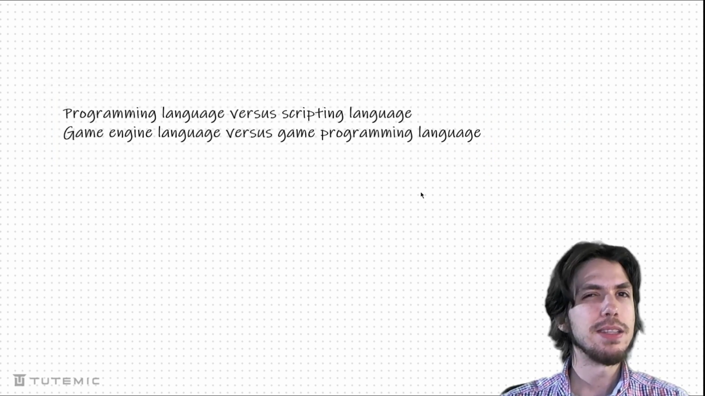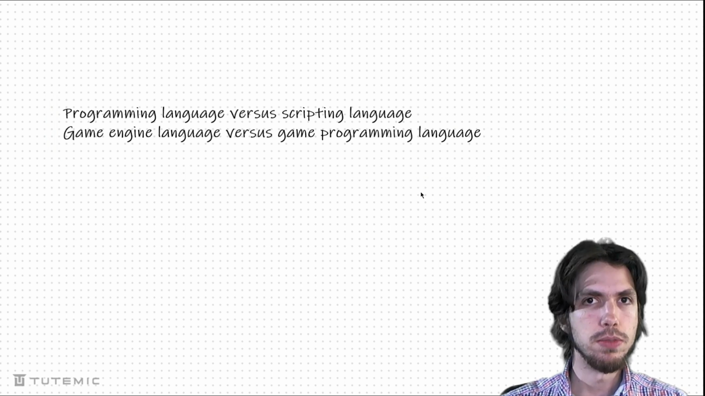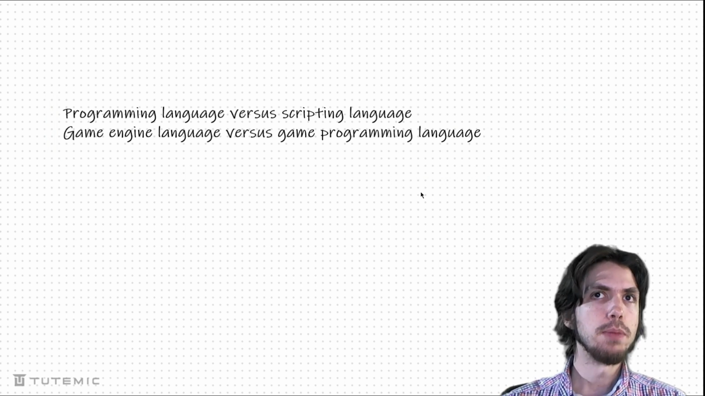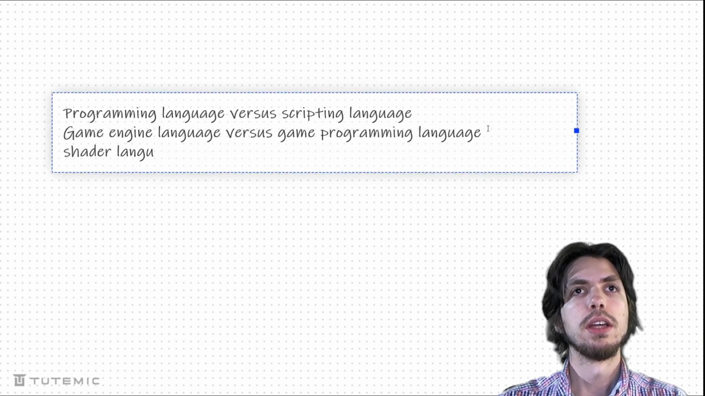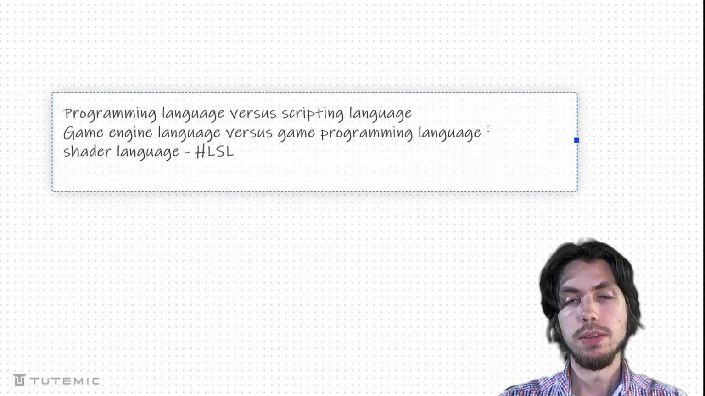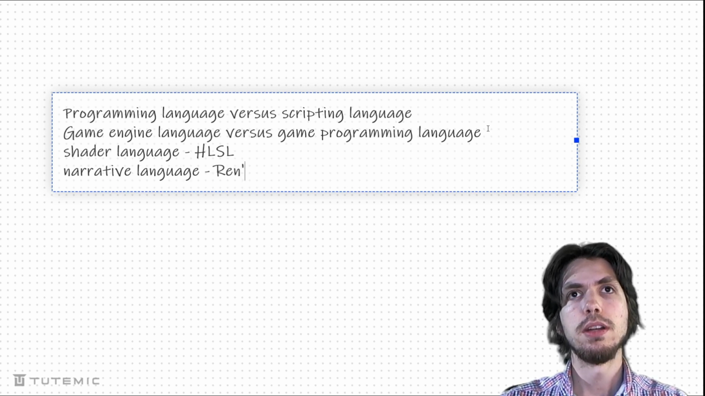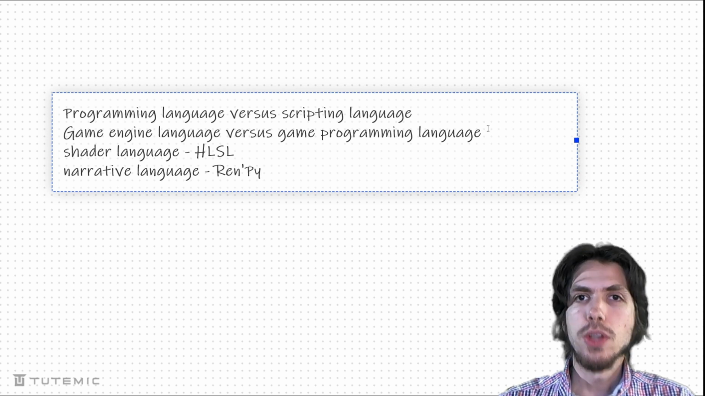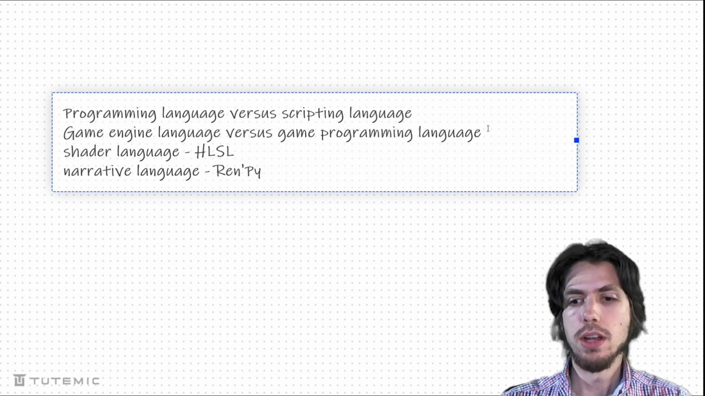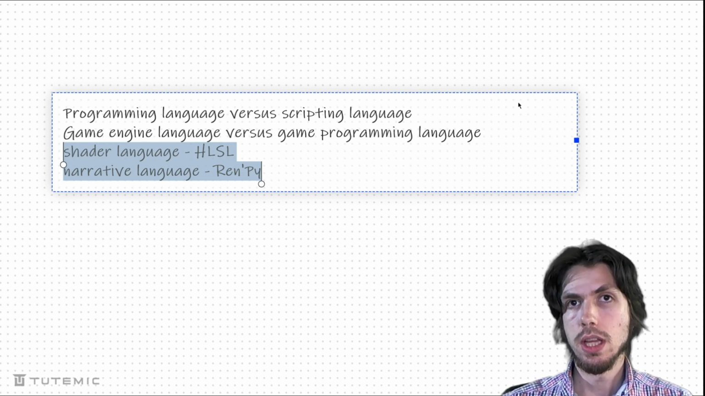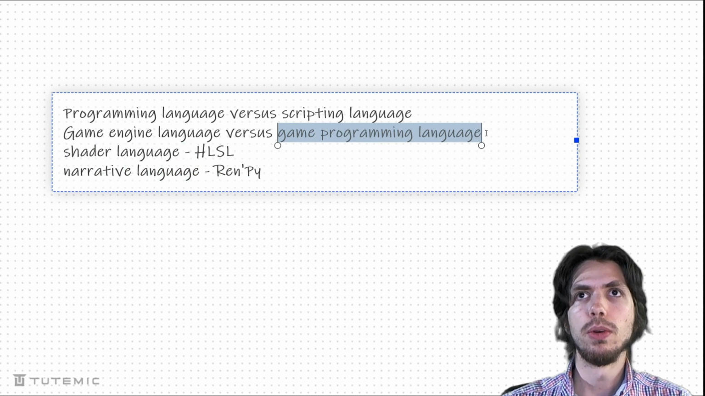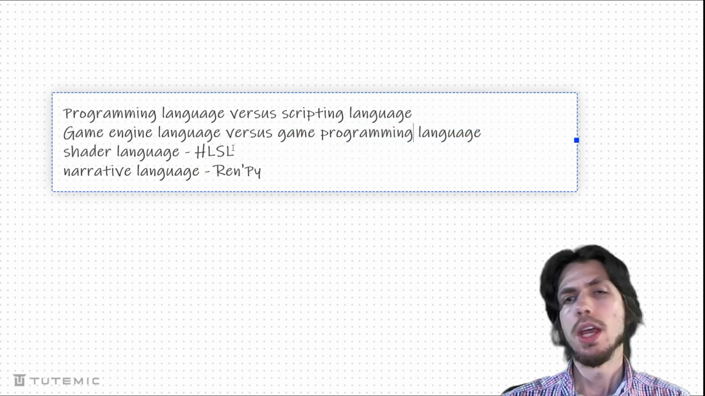But really, it's not quite that simple because there are a bunch of different types of scripts or scripting languages. For example, there's shader languages like HLSL, or maybe even a narrative or dialogue language such as Ren'Py. So anyway, we can get to that maybe another time. But basically, when I'm talking about scripting languages today, I'm mostly referring to game programming languages, the gameplay programming languages, and not the game engine language.